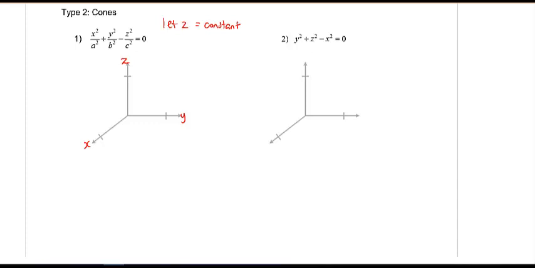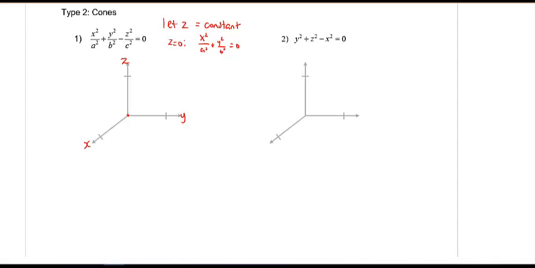So for example, if I let Z equal 0, let's just say, okay? So at Z equals 0, that's the floor. You get X squared over A squared plus Y squared over B squared equals 0. Really, that's just 0, right? X has to be 0, Y has to be 0 in order for this to be true. So you just have a point.